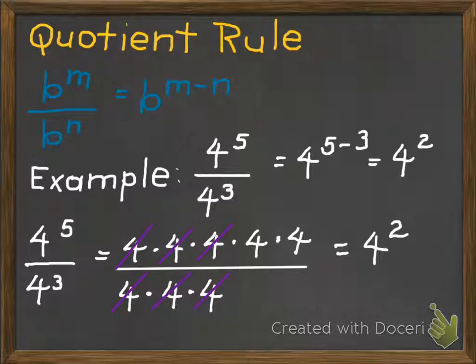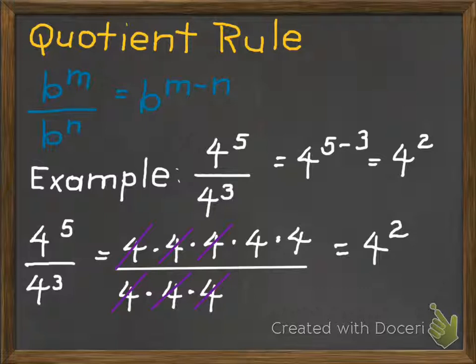For example, 4 to the power of 5 divided by 4 to the power of 3 is 4 to the power of 5 minus 3, which is 5 minus 3 is 2. So the simplified version is 4 to the power of 2, which is 16. But you see here that with the quotient rule, we subtract the exponents. Why is that again?